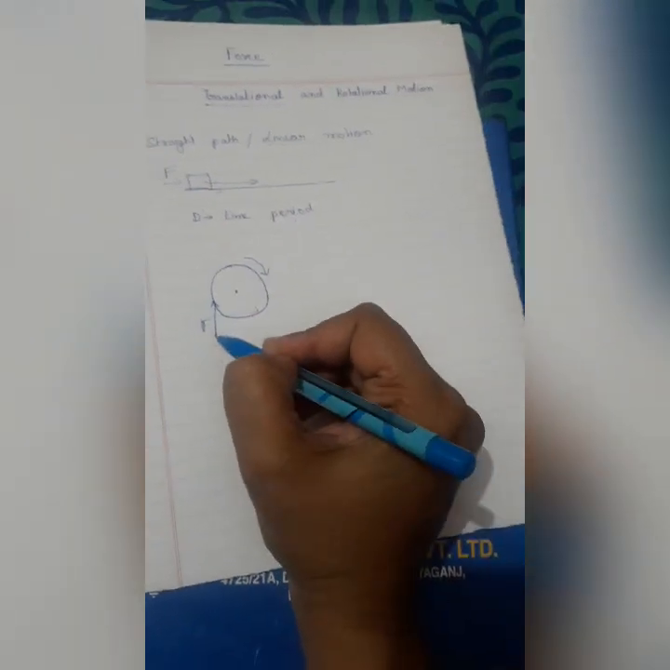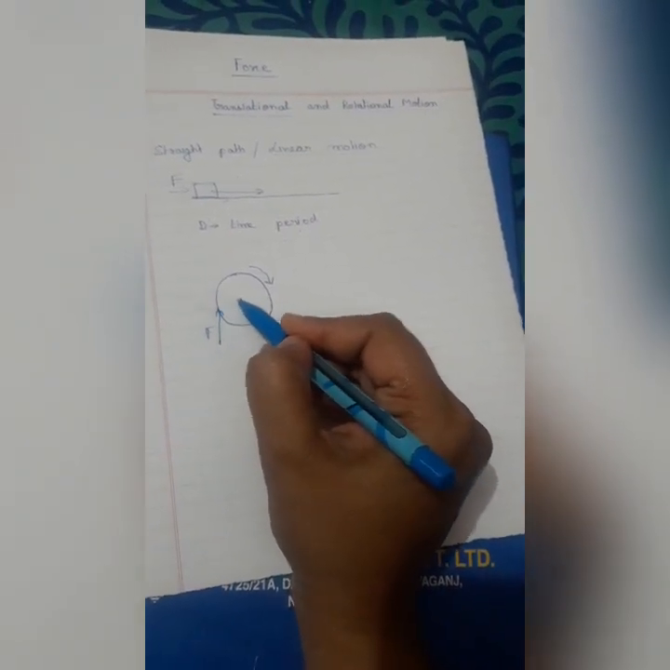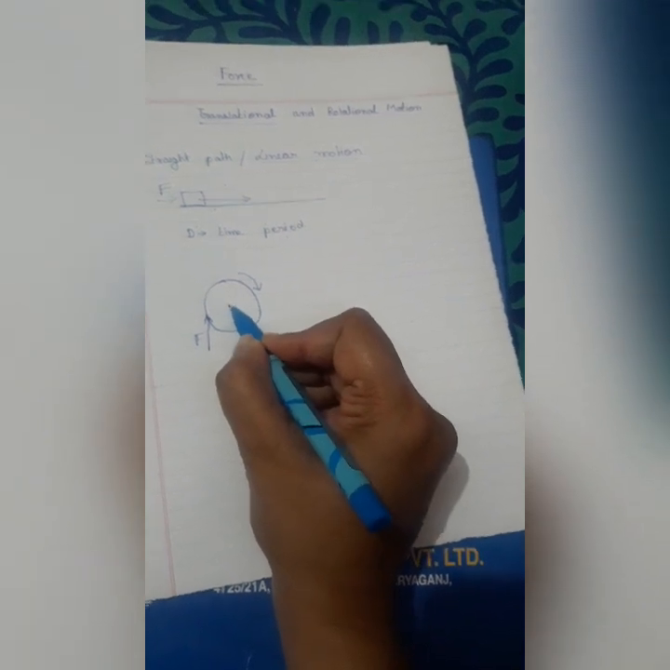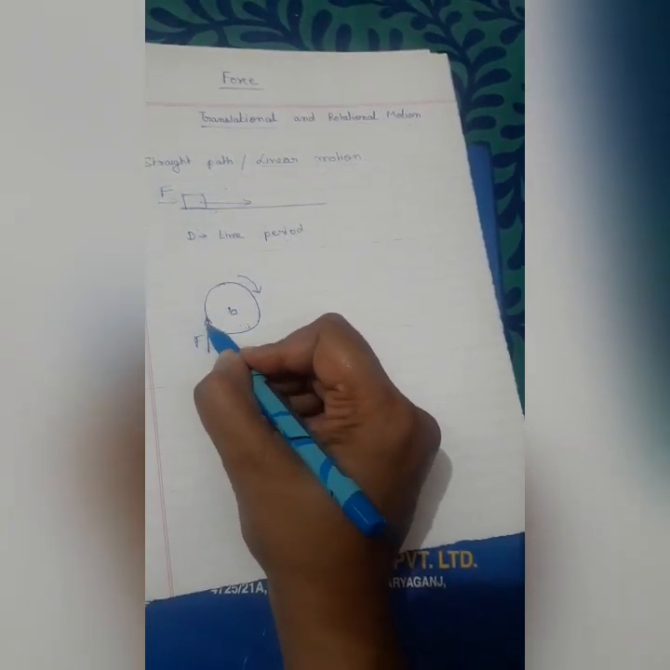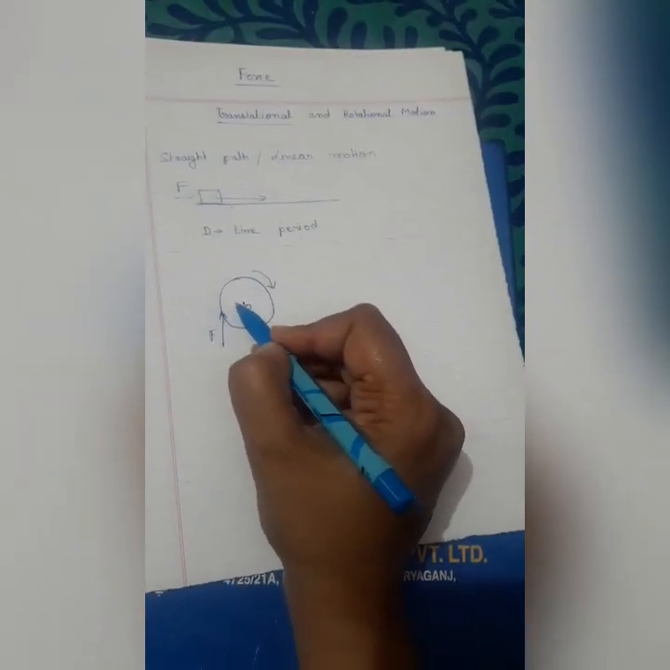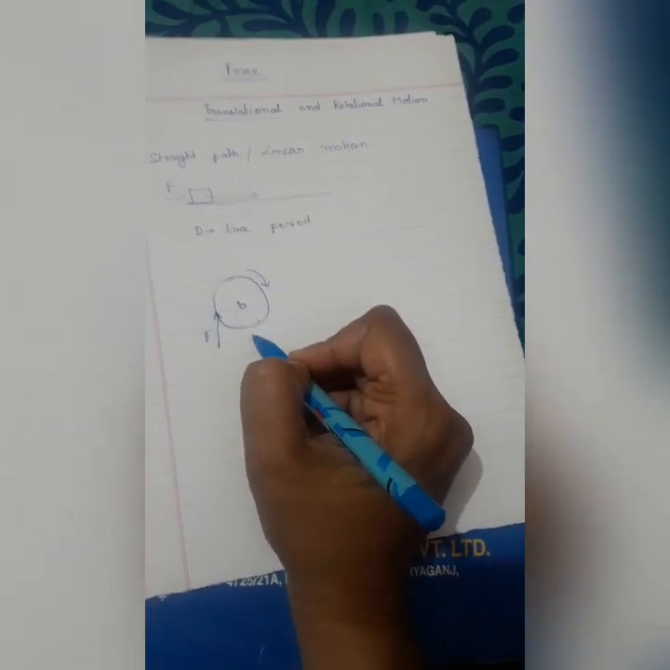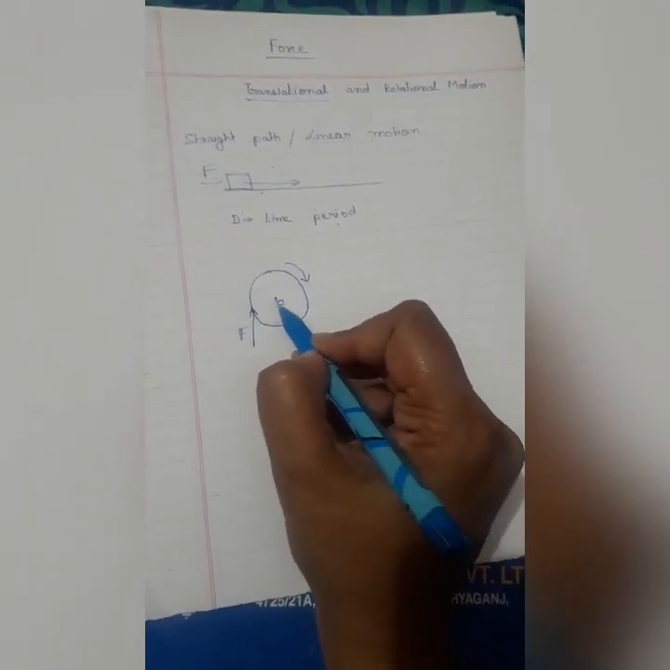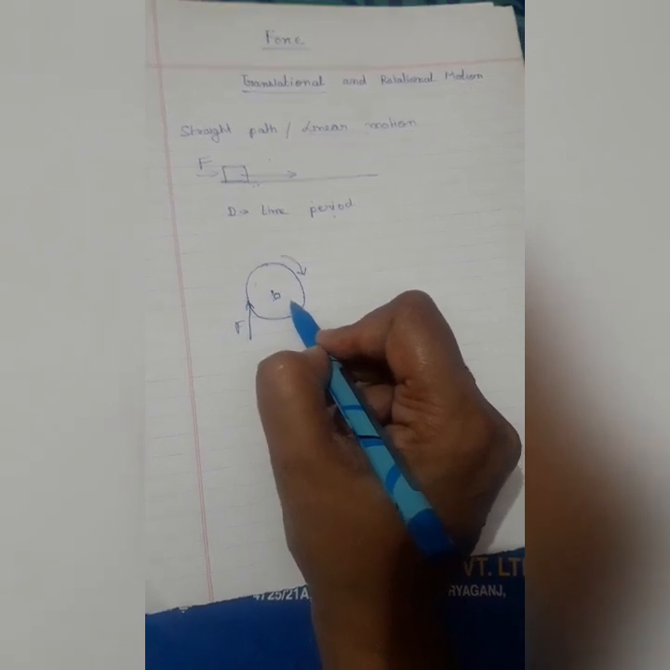No. When we are applying force in this direction and the body is fixed at this point, we can mark it as O, and the body is fixed about this point and we are applying force, then the body will not move in a straight line, it will start rotating. So this is the turning effect of the force, and the motion of the body is called rotational motion, right?